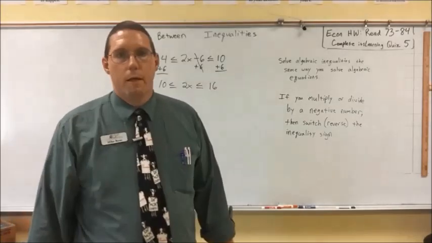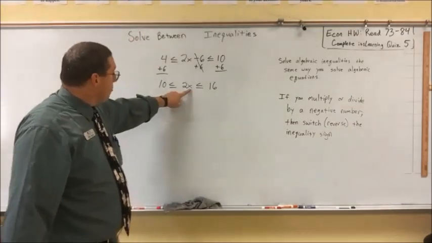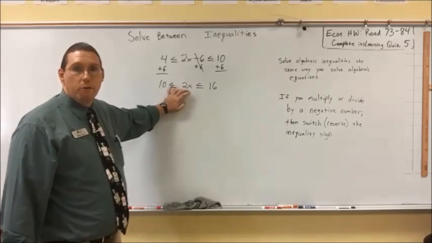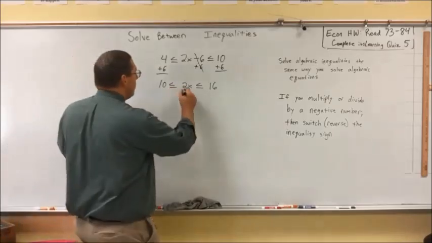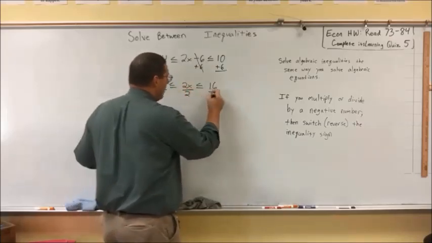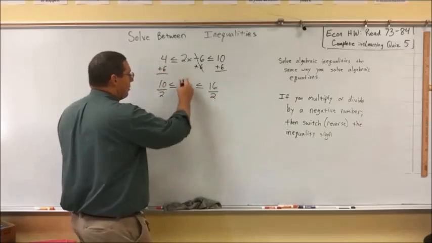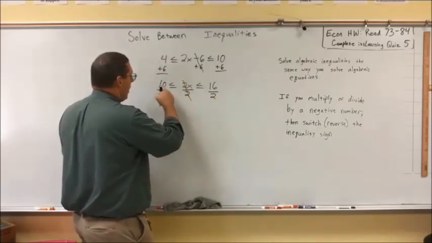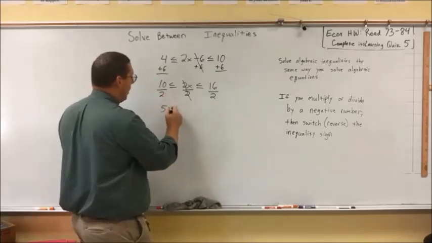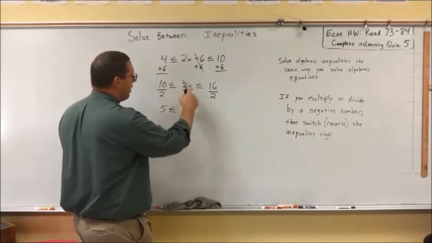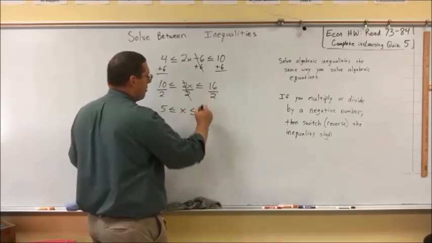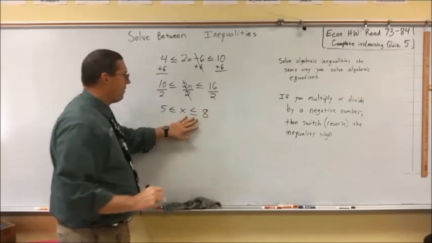Okay? Now, if we look at the x, we can see that it's being multiplied by 2. So the next thing we'd want to do here is divide by 2. Well, if I divide by 2 in the middle, I need to divide by 2 on the left, and I need to divide by 2 on the right. That'll cancel the 2. And now on the left, 10 divided by 2 is 5, so we'll bring down a 5, bring down the inequality symbol. Here, the x is all that's left over. Carry down the inequality symbol, and then 16 divided by 2 is 8, and we have a solution.